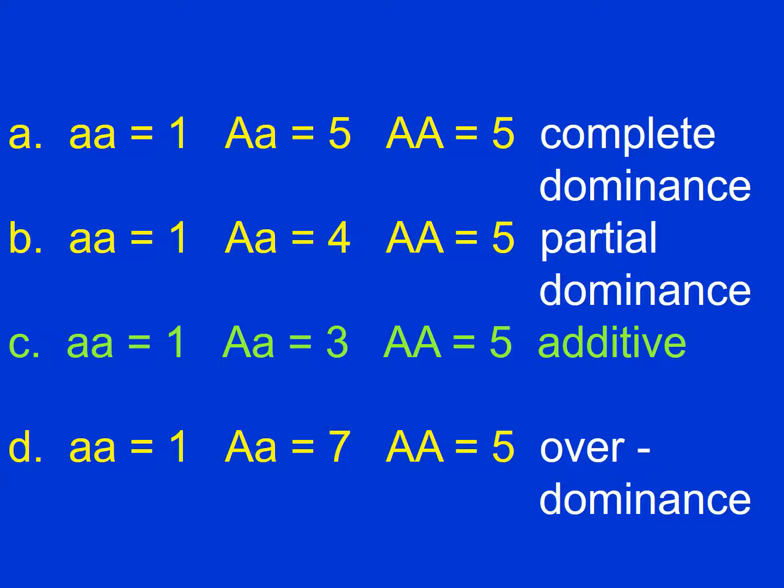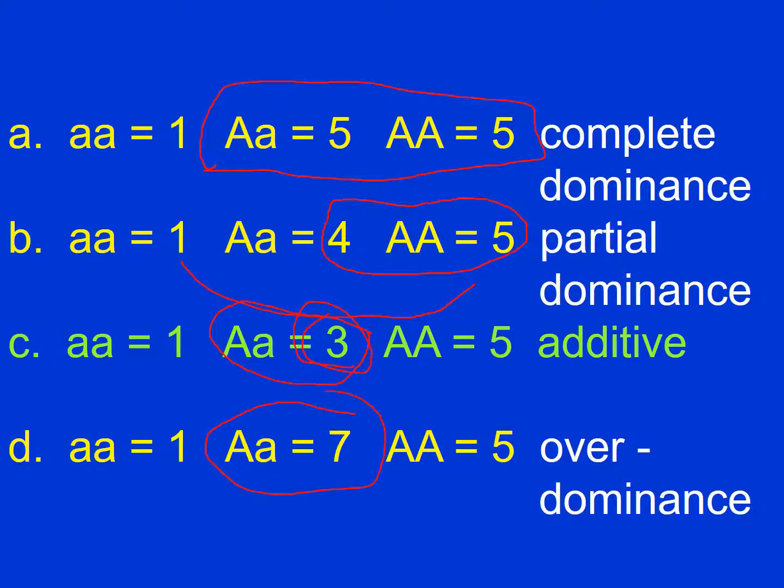And here are our examples. Here's the answers. So complete dominance, these values are the same. With partial dominance, the heterozygous is going to be close in value usually to the homozygous dominant, more than the average of the two homozygous individuals. Additive, the heterozygous is the average of the other two. So we got a 1 plus a 5 is a 6. Divided by 2 will give us the average, which is 3. In overdominance, the heterozygous individual is the best or has the highest value.